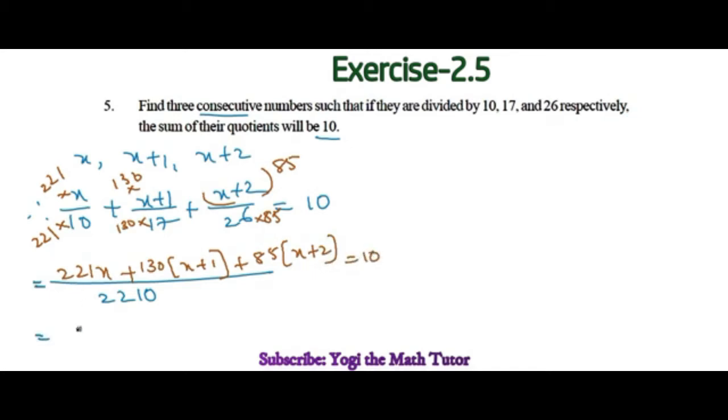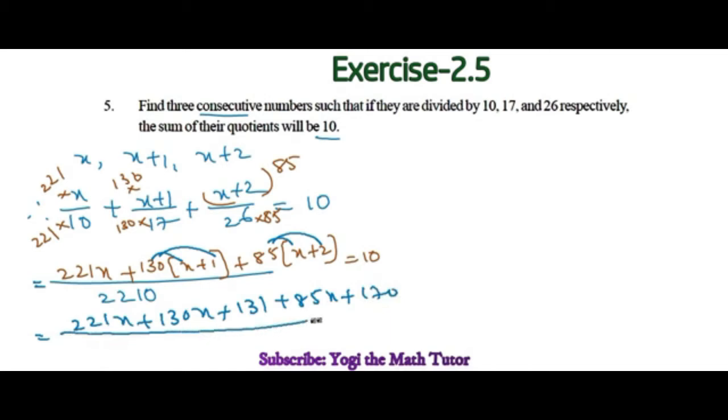Now you can simplify. 221x plus 130 into x, we have 130x, plus 130 into 1, we are getting 130, plus 85 into x, 85x, plus 85 into 2, that is 170, over 2210, which is equal to 10.